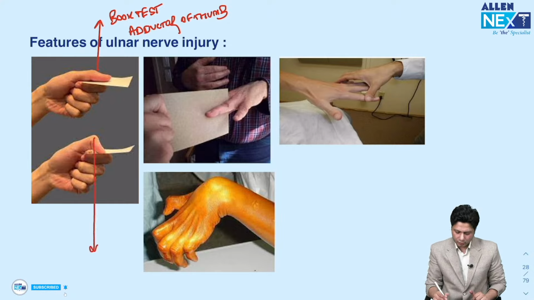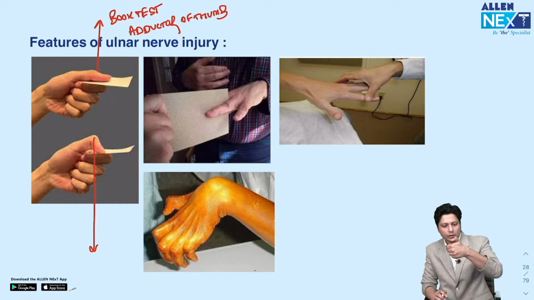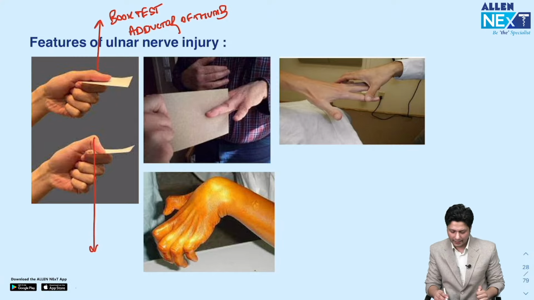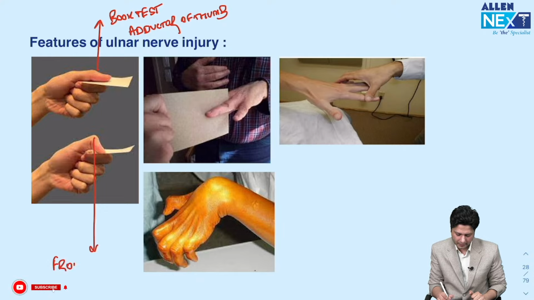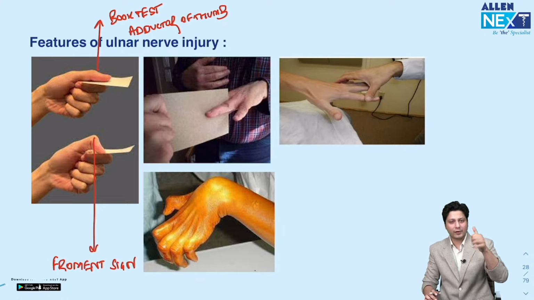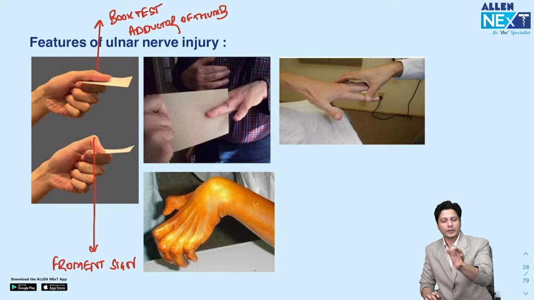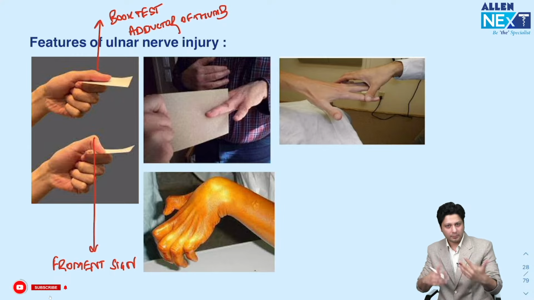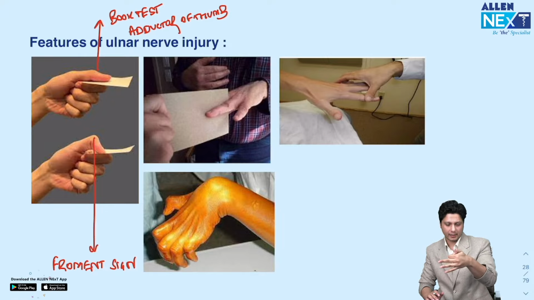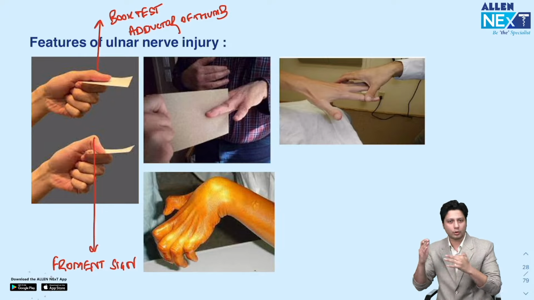The patient tries to modify it, because if he is not able to hold the paper or book tightly by adduction, he will try to bring the flexion of the thumb into play, and that is known as Froment sign. Now he will be able to hold the book tightly because flexion of the thumb is the function of flexor pollicis longus muscle, which is not supplied by the ulnar nerve, it is supplied by the median nerve. So the patient would be able to hold the paper or book tightly now. That is the modification of the book test.